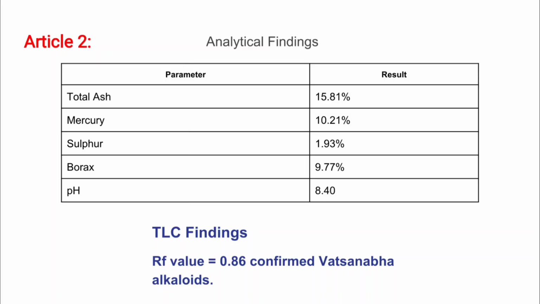And chemical findings: total ash is 15%, mercury 10.21%, sulfur 1.93%, borax 9.77%, oil content 0.3%, total alkaloid 0.02%, pH is 8.40.